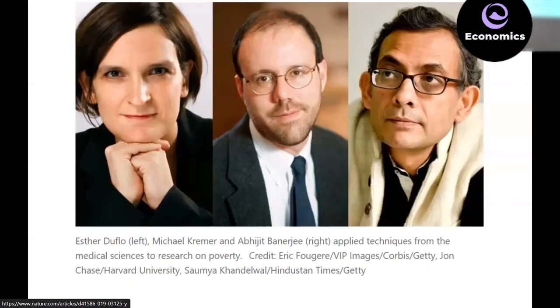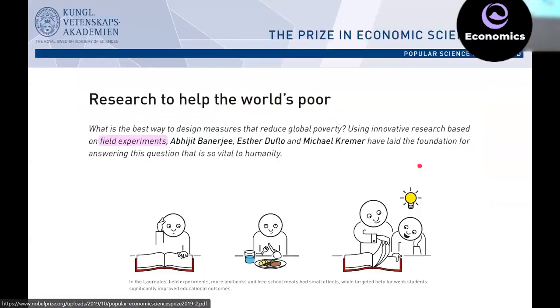Later on, a number of economists, Esther Duflo, Michael Kremer, Abhijit Banerjee, pioneered bringing this kind of technique from medical science and natural science to research in economics, in particular on poverty. So they do experiments in the field, and therefore they're called field experiments.